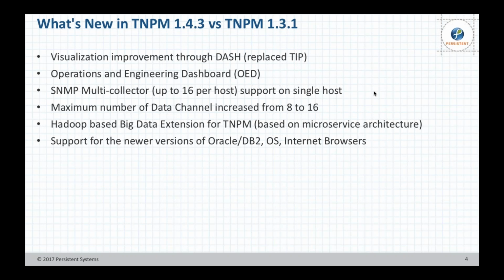Okay, moving on. The next one is also on scalability. Previously we had a limit on the number of data channels, and that has been increased from 8 to 16. The next one is also a very big enhancement brought into the latest version of TNPM, which is 14.3. That is the Hadoop-based big data extension for TNPM.